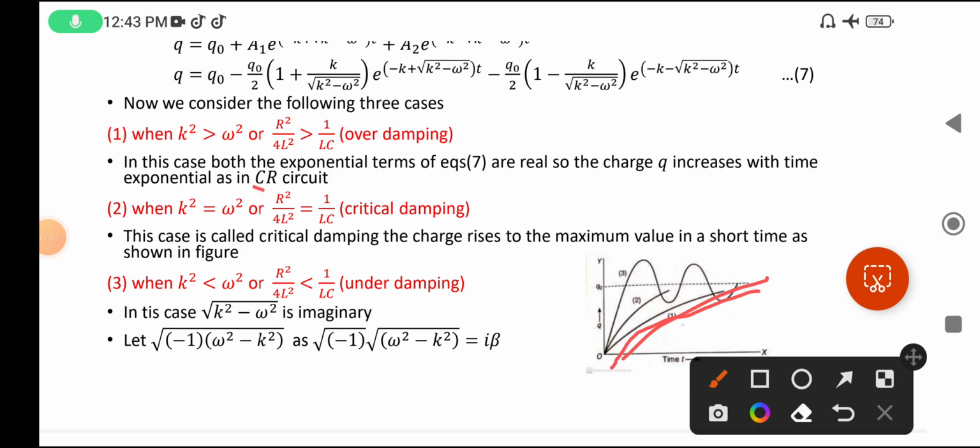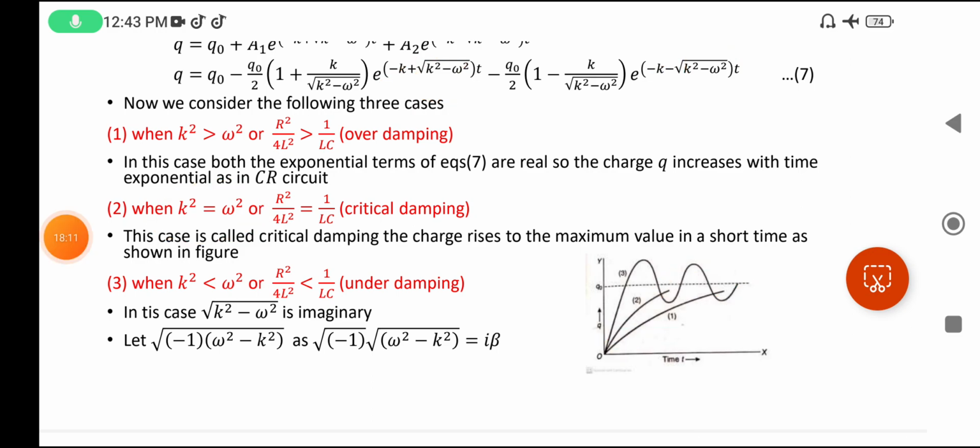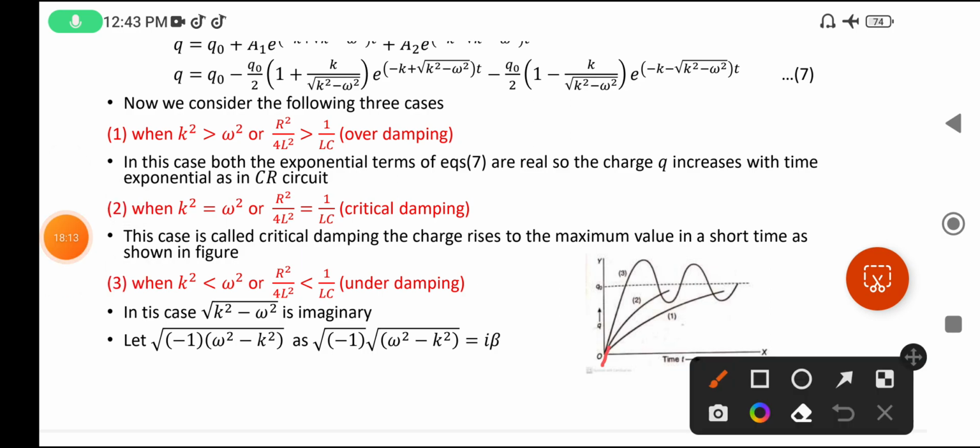But when k square equals omega square, substituting, this term is 0 and this term is also 0. So you can get e power of minus kt. Then the value increases very fast, rapidly. So it is the second diagram, which shows the rapid increase.